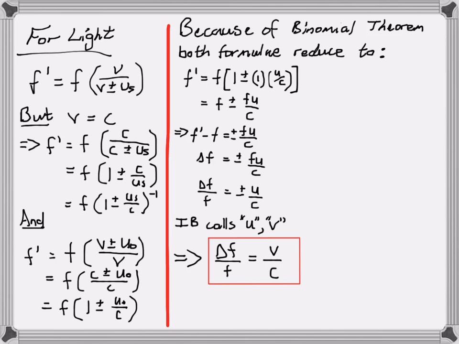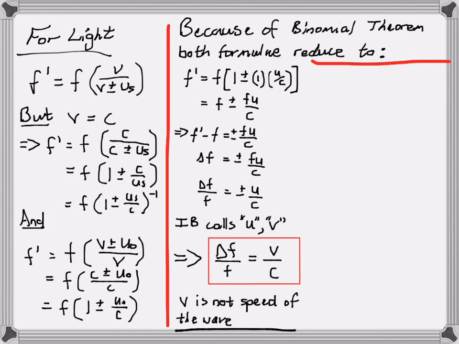So I don't need the plus or minus here. I can use this formula, and depending on the situation, I can decide whether to add delta f to my frequency value or to subtract it. And when you do some IB practice questions, that will make more sense. So I'm just going to add this little footnote here, and I'm going to say v is not speed of the wave. And that's important to remember for this equation.